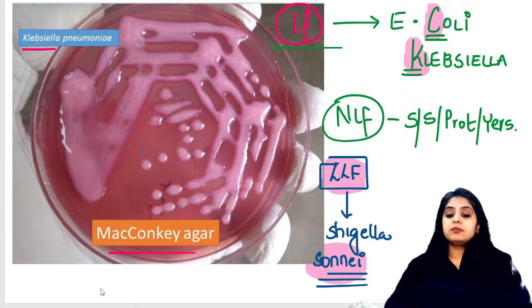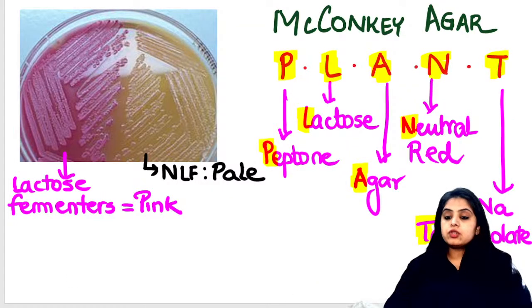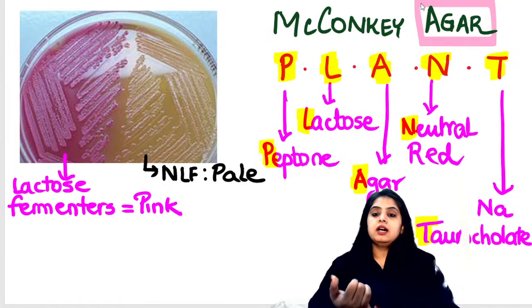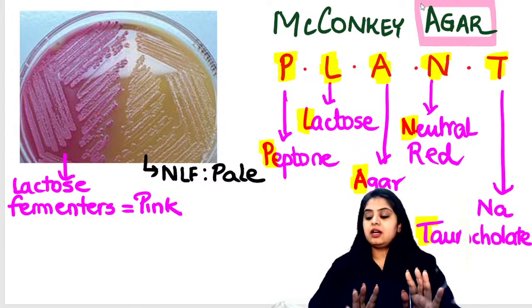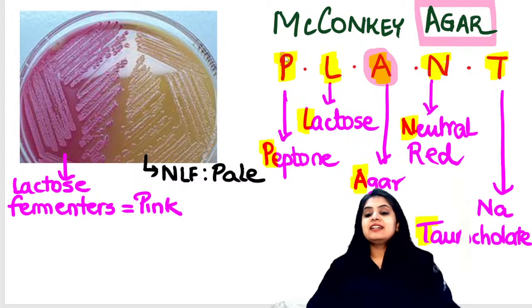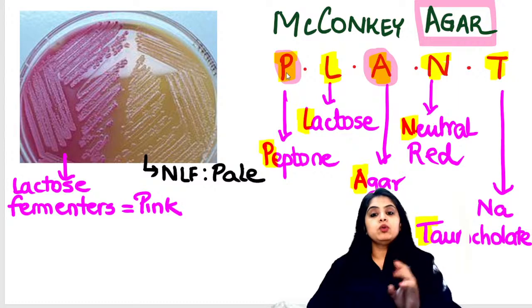Now the question that comes: what all does McConkey agar contain? What is the composition of McConkey agar that you all have to know? So let's do a very quick analysis. It's a famous mnemonic called PLANT. So quickly tell me, what is P? I'll give you one trick. Any agar, whether they talk about blood agar or nutrient agar or any other agar on this planet, two things will be in every agar. One is obviously agar, common sense, and the other is peptone. These two things are present in every agar of this planet, peptone and agar.